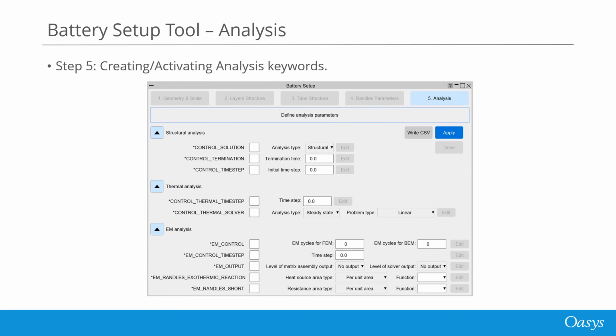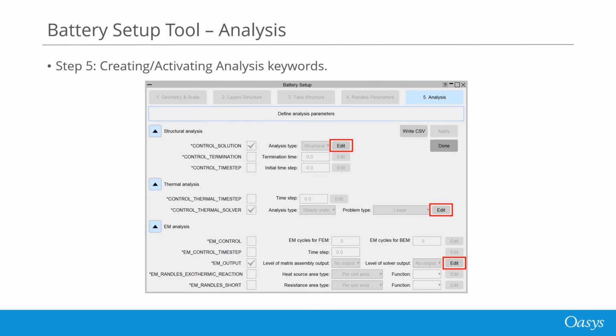In the fifth and final step, the tool offers the option to select from a list of relevant analysis keywords. The main fields can be set in this panel before generating the keywords. All other parameters can then be edited through the Keyword Modify panel using the Edit buttons.